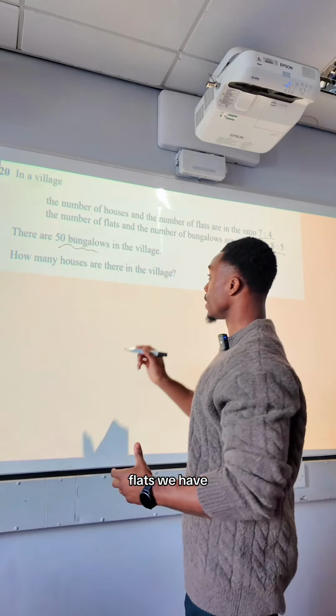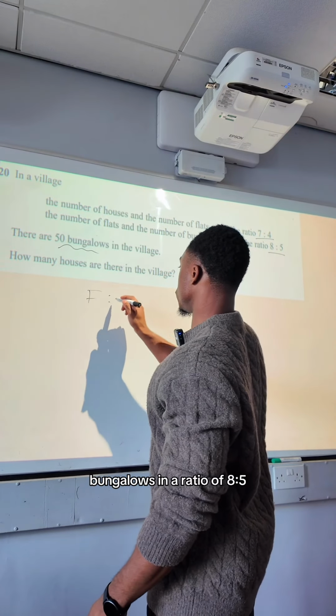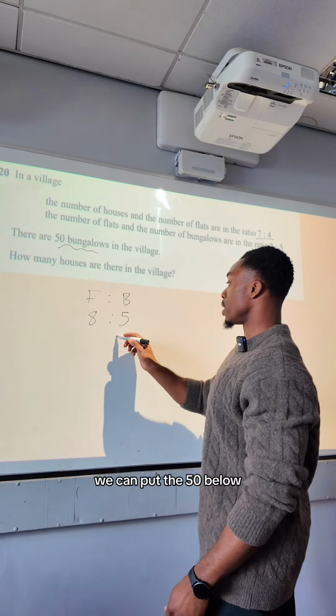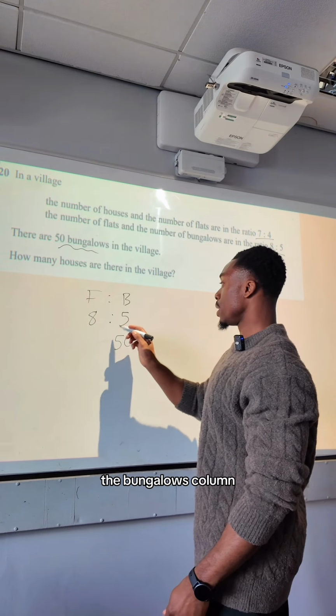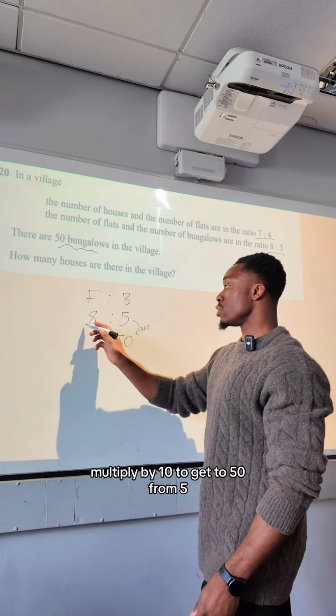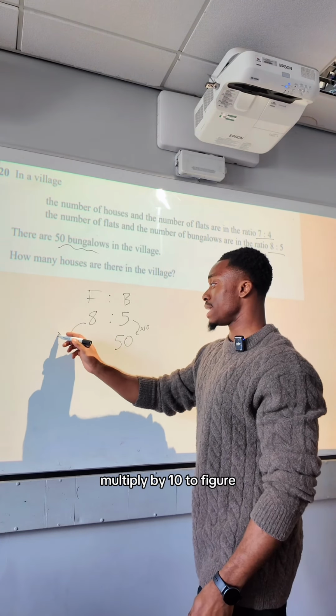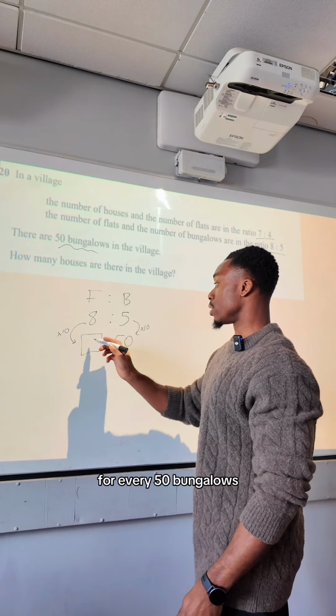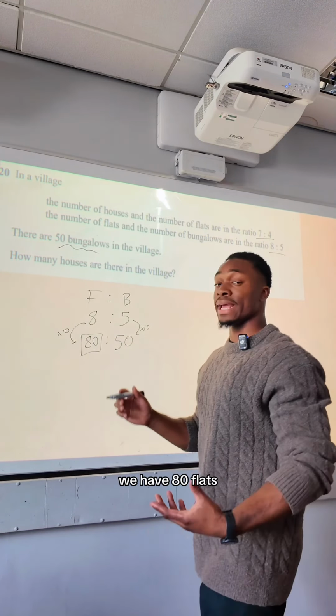So if we have flats to bungalows in a ratio of 8:5, and we know we have 50 bungalows, we can put the 50 below the bungalows column, and we know we need to multiply by 10 to get to 50 from 5, so we also need to multiply by 10 to figure out how many flats we have for every 50 bungalows, which tells us we have 80 flats.